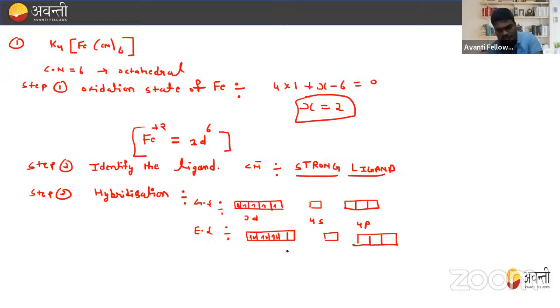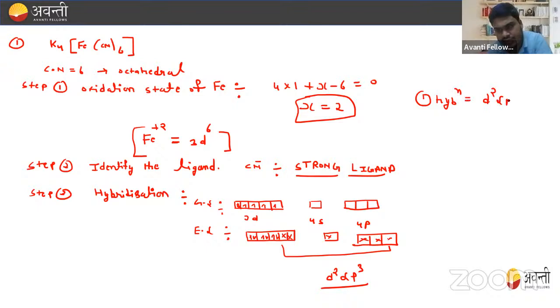This p orbital is also empty. So we have 6 ligands. So one ligand comes to this, and this. So what the structure basically is, that is nothing but d2sp3, right? So the hybridization becomes d2sp3. So the first thing is very much clear, that is hybridization using VBT theory. So hybridization comes out to be d2sp3.